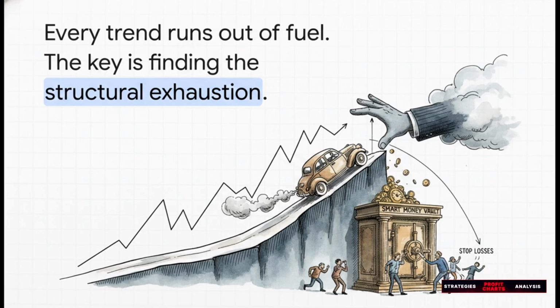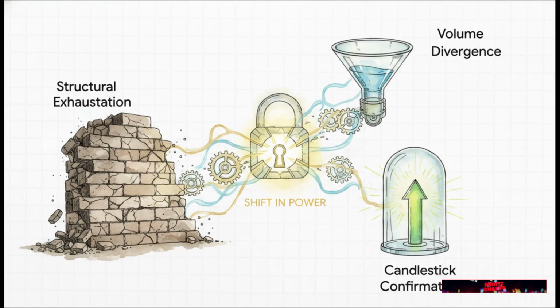Because of all this manipulation, you literally cannot just guess. You need solid proof before putting your capital on the line. You've got to look for these three converging signals. First, structural exhaustion, meaning the price reaches a key prior high, low, or liquidity zone. Second, volume divergence. This means the final push into that level happens on declining volume, proving there's less participation driving the move. And third, candlestick confirmation.